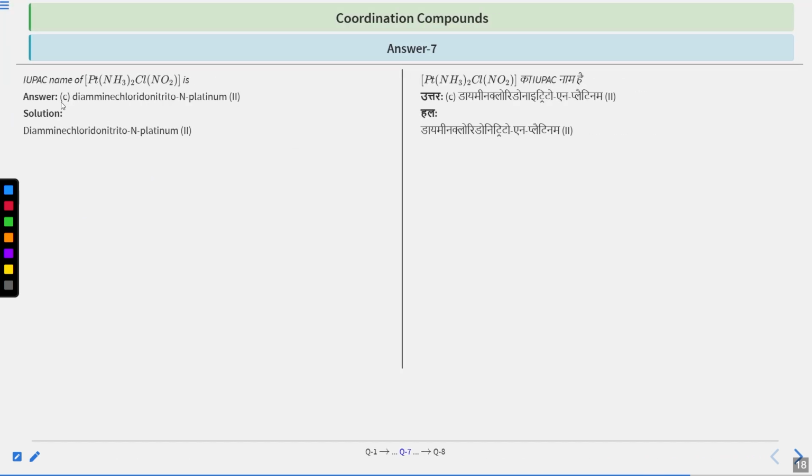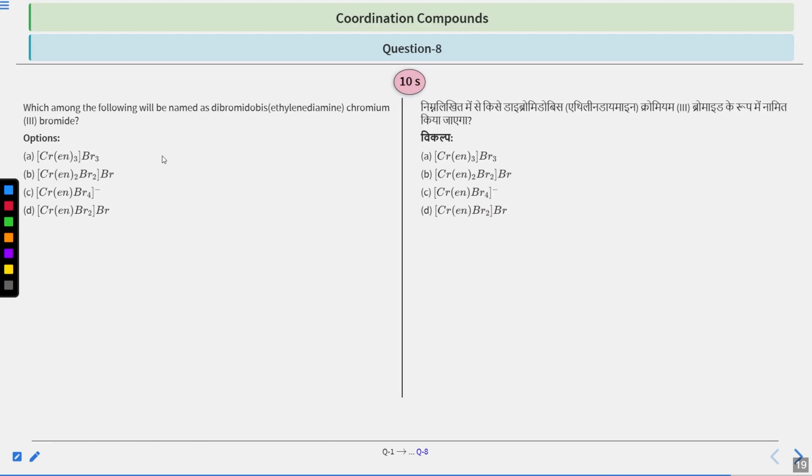Let's see. The correct answer is option C, that is diamine chlorido nitrito-N platinum 2. So this is the IUPAC name for the given compound. Okay. Amine, we have 2 molecules, so diamine. Chlorine, we have 1, so chlorido. NO2, we have 1, so nitrito-N. And platinum, platinum 2, where the 2 is the oxidation state, which we write for the platinum element in this complex. Thus, the C option is the correct answer.